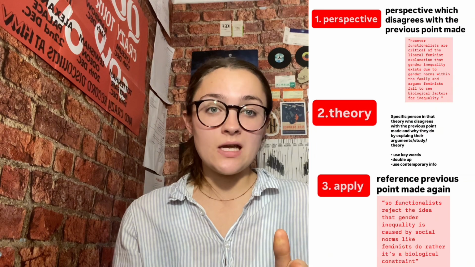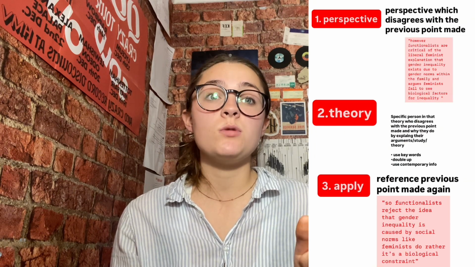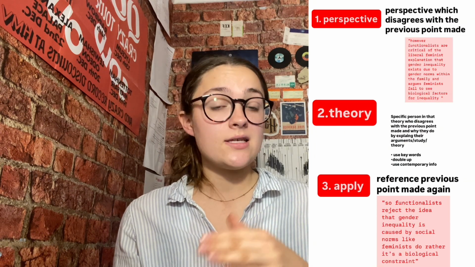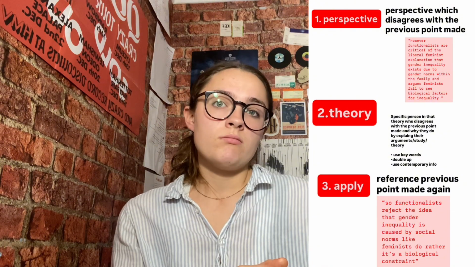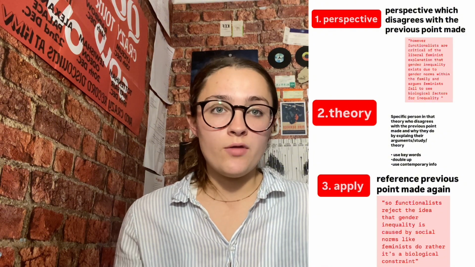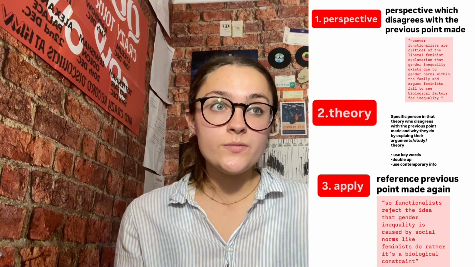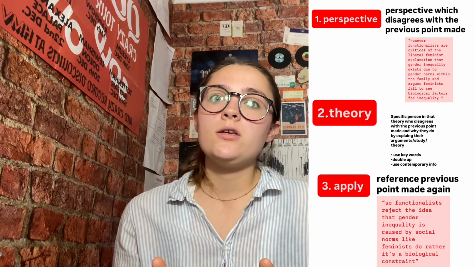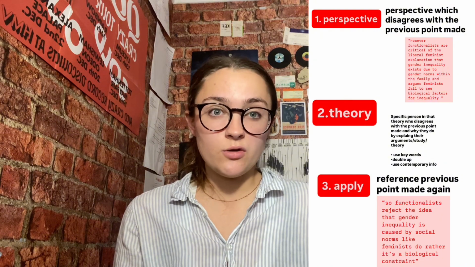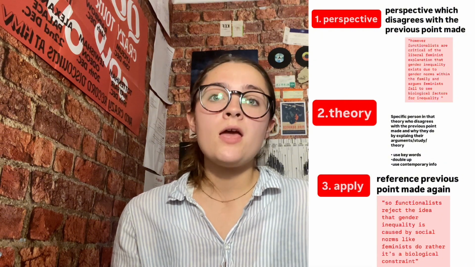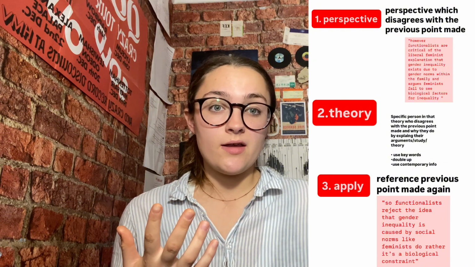Next, unlike type 1 questions, your contradicting point needs to be a perspective or theory which disagrees with the previous point made. Because there's no statement in the question, it needs to be the previous point made. So in this case, it needs to disagree with Oakley. However, functionalists are critical of the liberal feminist explanation that gender inequality exists due to gender norms within the family and argue feminists fail to see biological factors for inequality. And then you give a study to justify this.